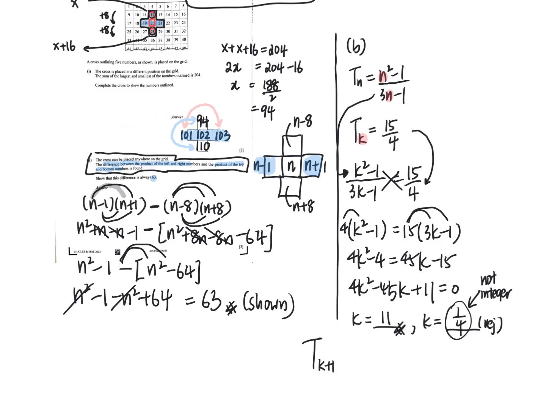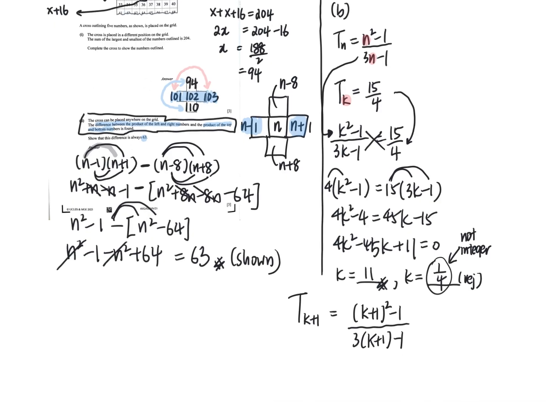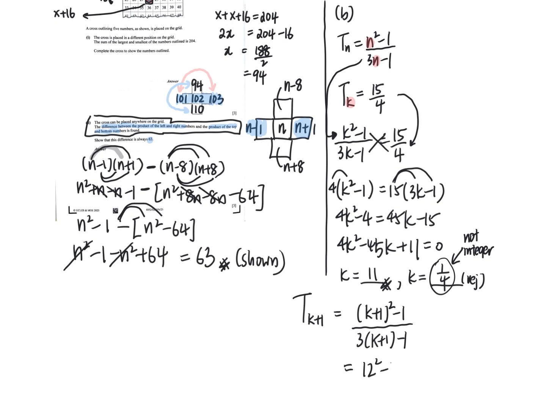So to find the k plus 1 term, you will sub in k plus 1 as the n there. Okay, but don't go and expand or anything. Just put the k as 11 inside. So it will just be 12 square over 3 times 12 minus 1. Just press calculator. Okay, so this is the value of the term.